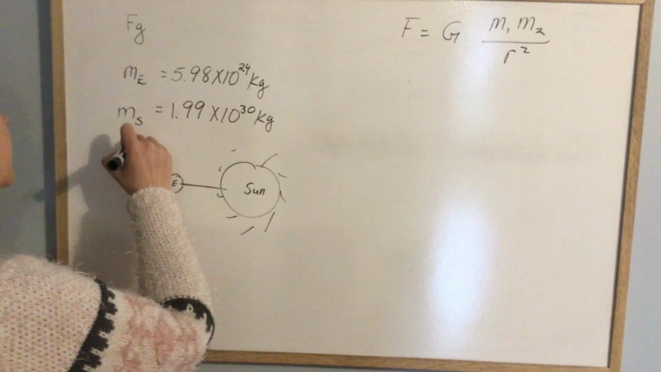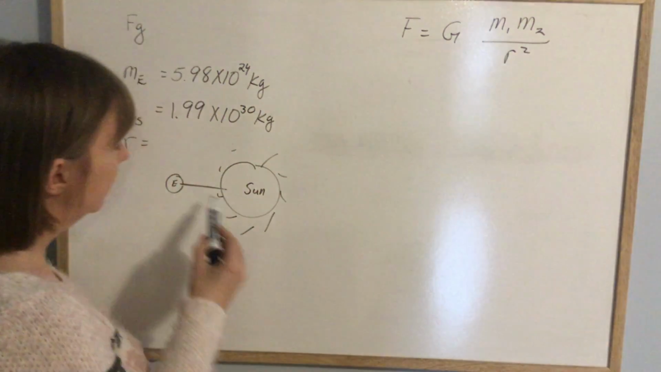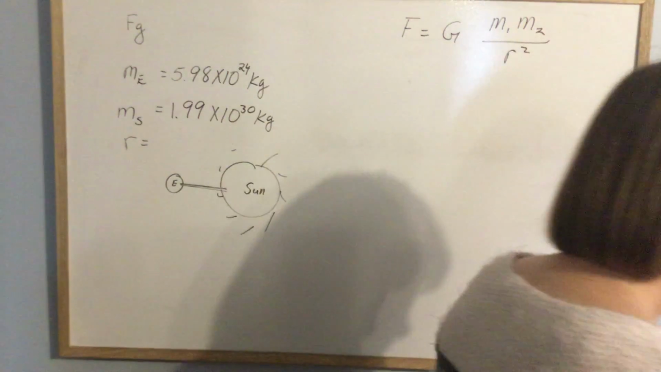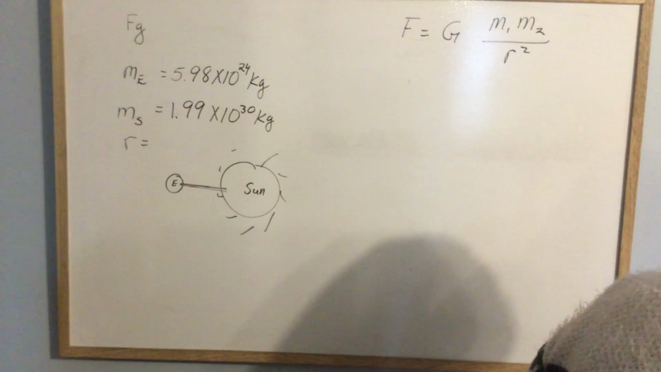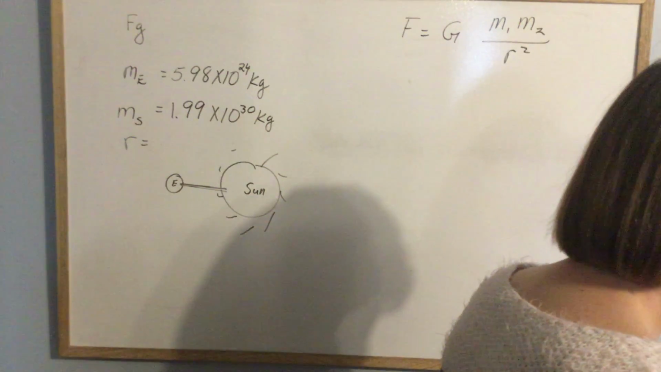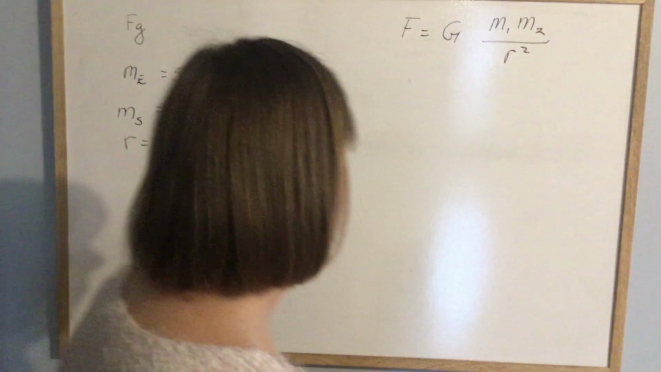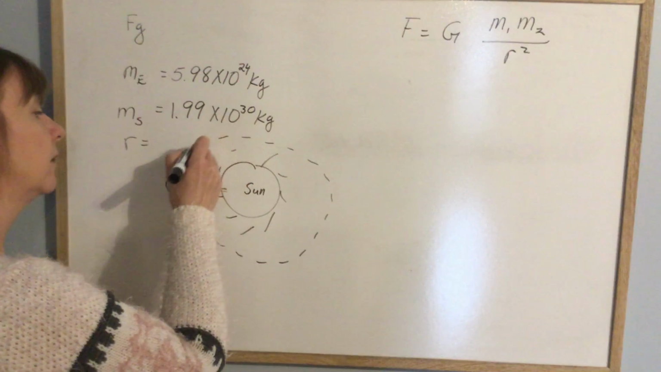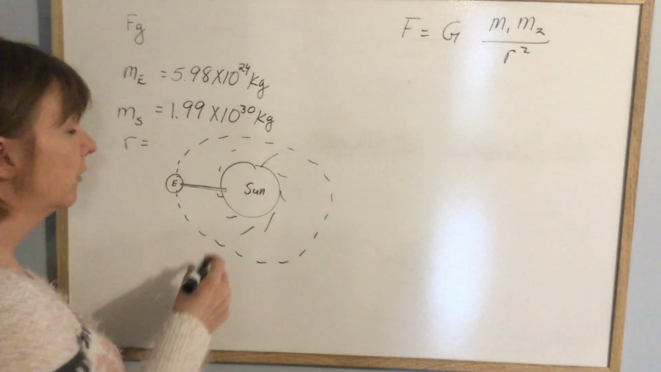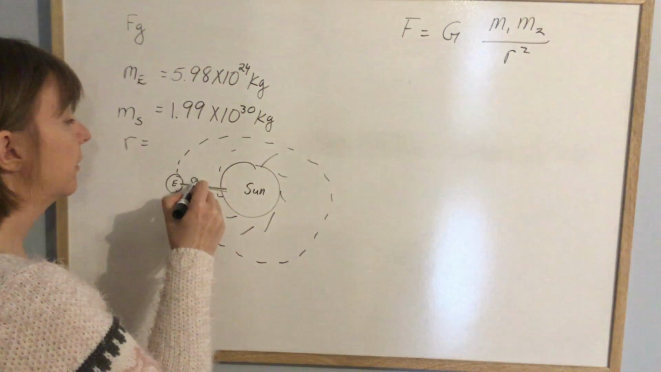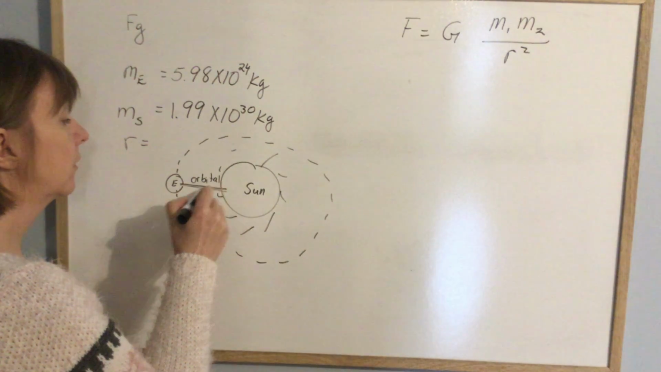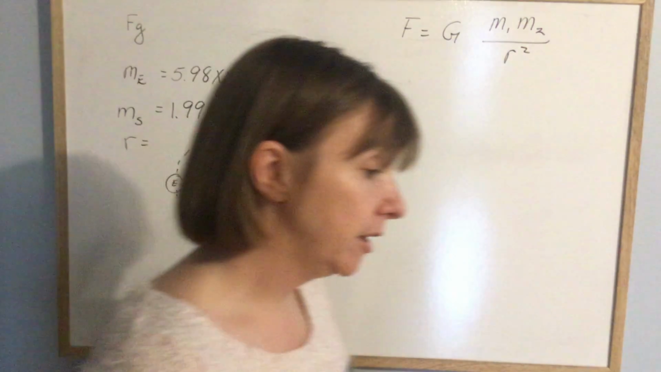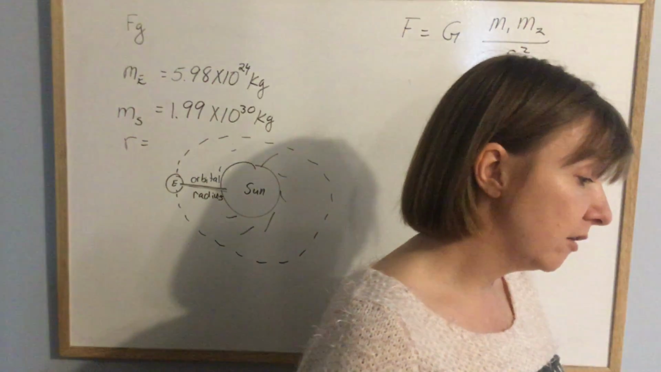The other thing I need is a radius. Radius is the distance between the 2 of them. So if I look at this, think about what that is. The Earth orbits the Sun. So this is the orbital radius. In the first column on that sheet that I gave you, it just says radius.